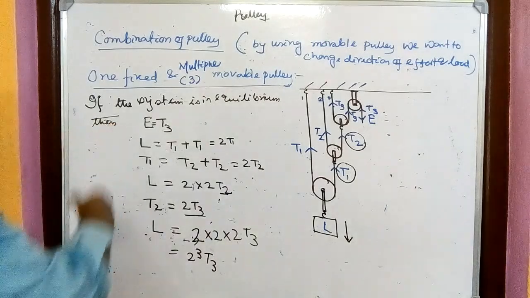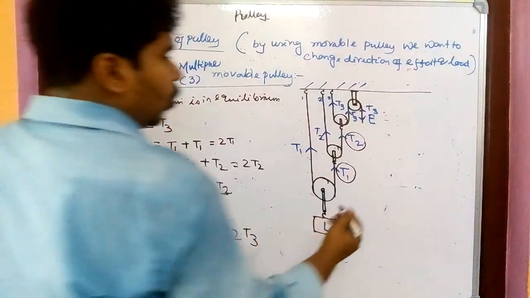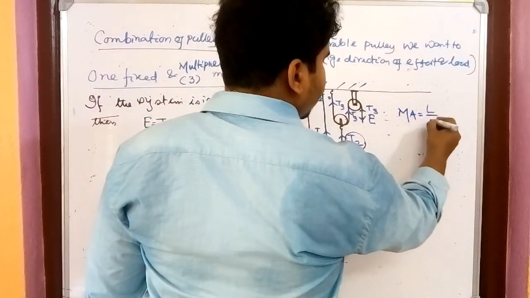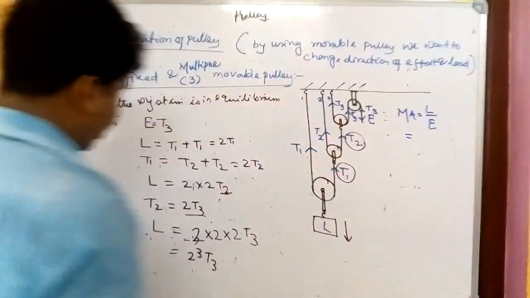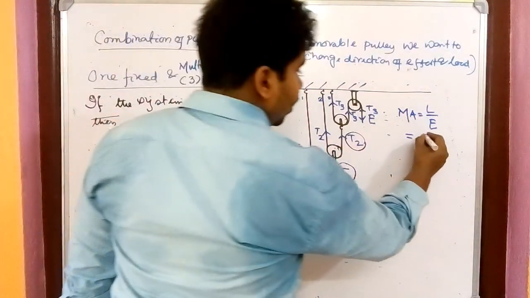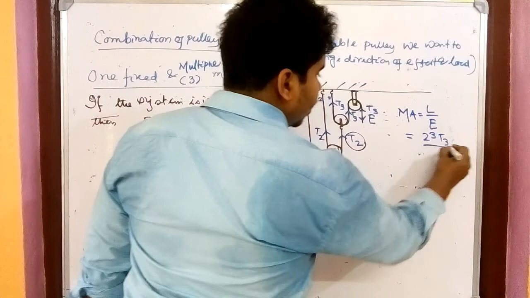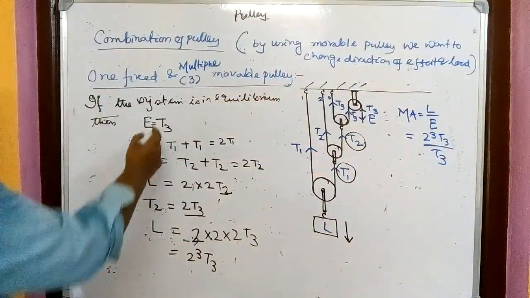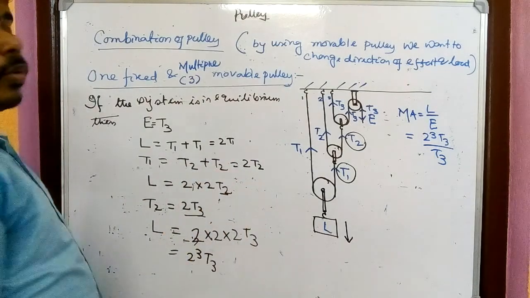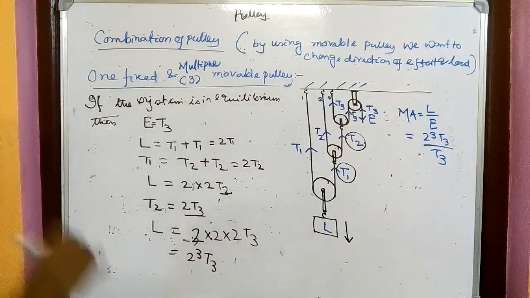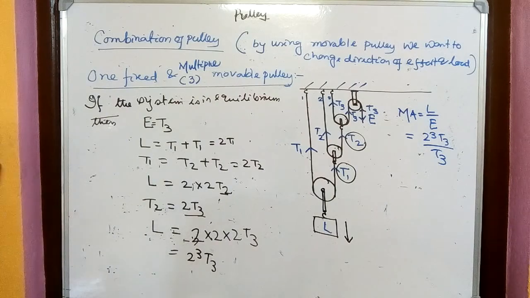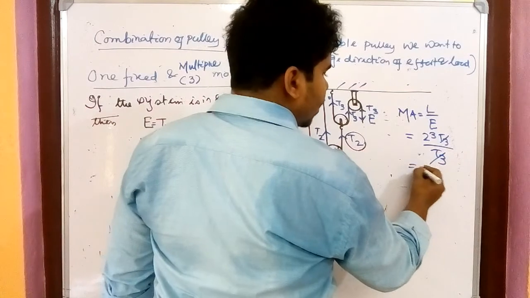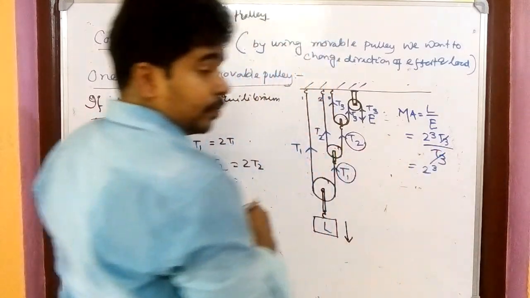Now effort is already T3. Now we will go for mechanical advantage. So mechanical advantage equals load by effort. What is the value of load? 2 cube T3. What is the value of effort? Only T3. Here also we have to mention, when whole effort is used to lift the load, T3 will be cancelled out. 2 to the power 3.